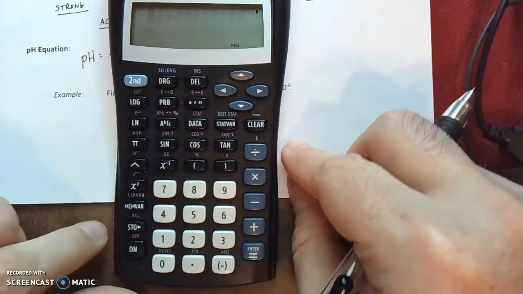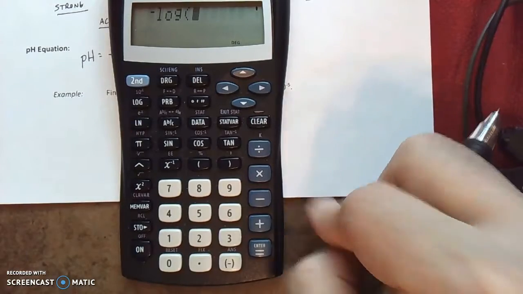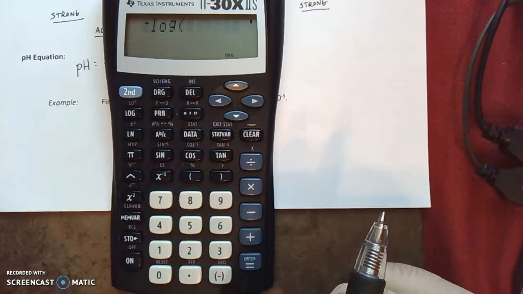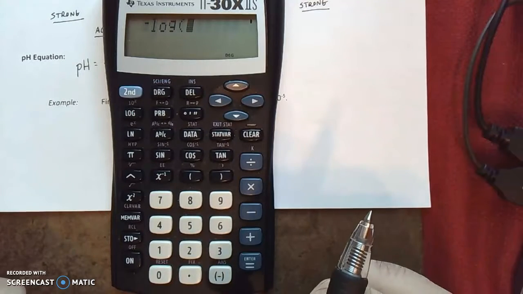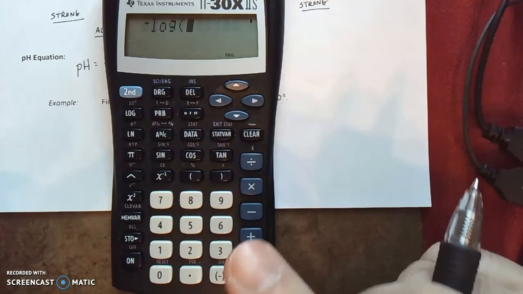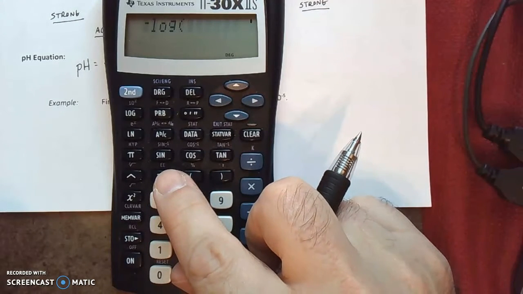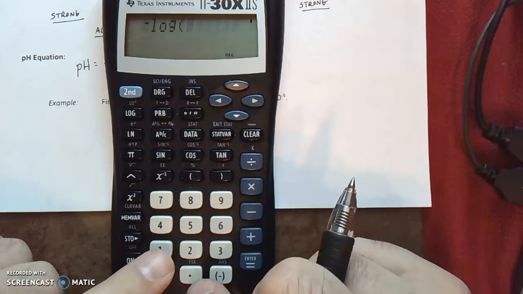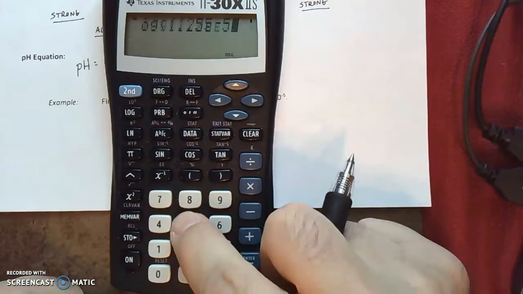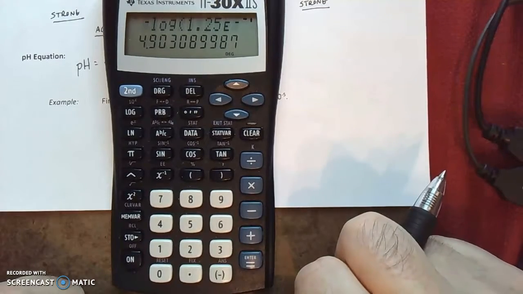And this is how we put it in the calculator. So we hit the negative sign and hit log. And you can see that brings up parentheses. Now I'm going to put in my 1.25 times 10 to the negative fifth. Remember that when we put in scientific notation into the calculator, we use the EE button, which is a second function right here. So I'm going to put in 1.25 second EE, negative 5, close parentheses, and then hit equals.